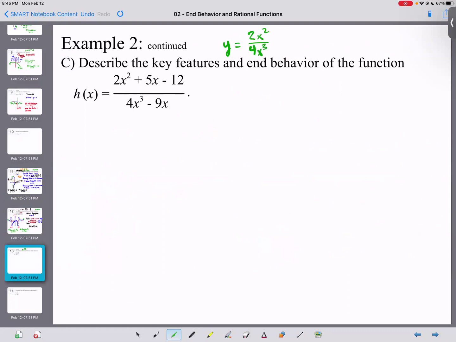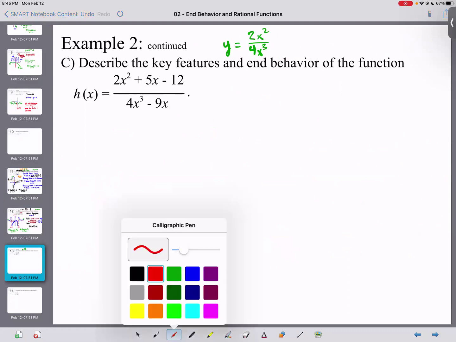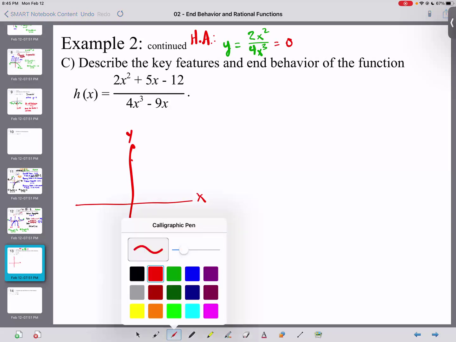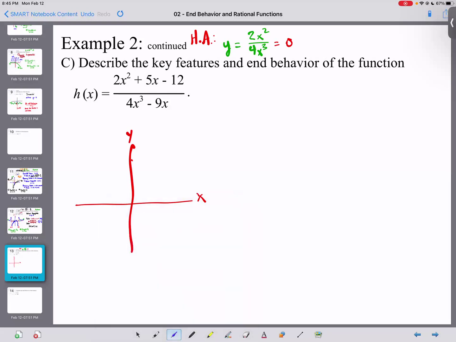Now, in this particular case, 4x cubed could not divide into 2x squared. So for that reason, the horizontal asymptote is going to be at 0. That's going to be our horizontal asymptote. You take your leading term divided by leading term, it's going to be 0, which means when we graph this, the graph is going to go left and right following the x-axis, as we'll see in a moment. But to find my key features, what I would have to do is get this into factored form.